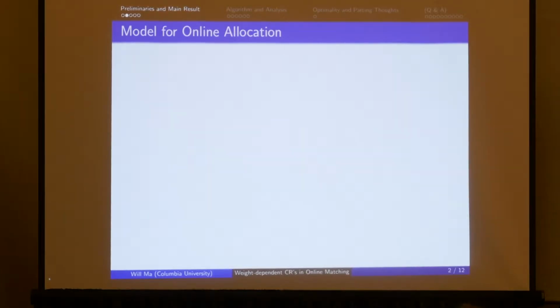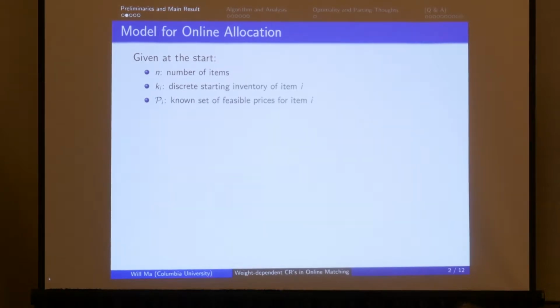Okay, so let me formalize the mathematical model. There's n items. Each item, I'm going to think of it like a type of hotel room. So king rooms could be an item. Queen rooms could be an item. And each item is going to have a discrete starting inventory. So if my hotel has 10 king rooms, then K is 10. And then each item has a known set of feasible prices at which it could be sold. So for example, my king rooms, maybe it has a rack rate, which is the default rate, of $300 per night, but it also has an advanced purchase rate of $200 per night.